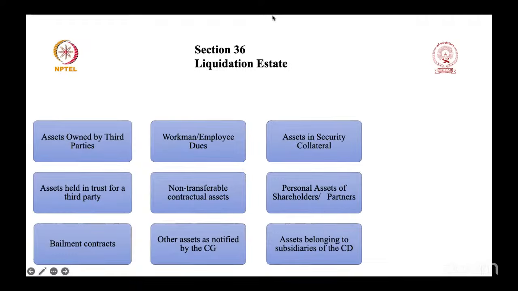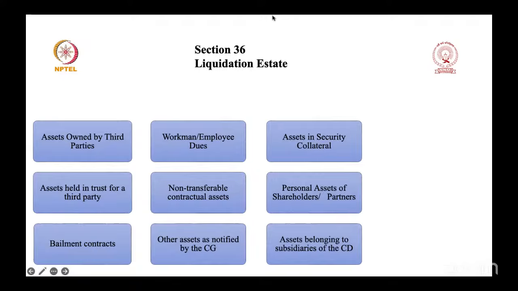Let's come to a very, very important part of the entire discussion, which is called distribution of assets. This is also called the waterfall mechanism within the IBC jargon, and that means that when you're looking at a fountain, there are different layers of water, right? So the first layer of water will fall in the first bowl, and then it comes to the second, and then third and fourth. So who will be the first of the creditors who can capture the liquidation estate or the amounts realized under liquidation?